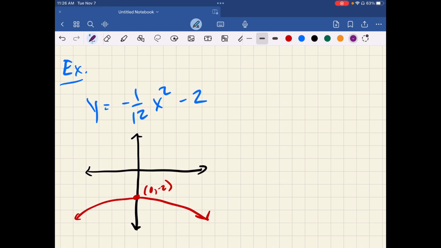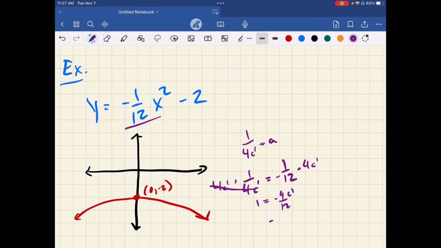So the focal length formula is going to be 1 over 4C prime equals A. We know my A value is -1/12, so I have 1 over 4 C prime equals -1 over 12. So now I can multiply each side by 4C prime. Those turn into a 1. I get 1 equals -4 over 12 C prime, and then that reduces to -1/3 C prime. And we multiply by -3, multiply by -3, that turns into a 1. And I have C prime equals -3.